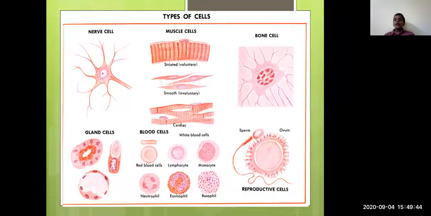Next, we will see the types of cells. You can see here the types of cells: the nerve cell; in muscle cells, striated voluntary cells, smooth involuntary cells, and cardiac cells. In bone cells, we can see these bone cells and gland cells. In blood cells, red blood cells and white blood cells. In white blood cells, I have told you that we have other types: lymphocyte, monocyte, neutrophil, eosinophil, basophil. And these are the reproductive cells: sperm cell and ovum cell.